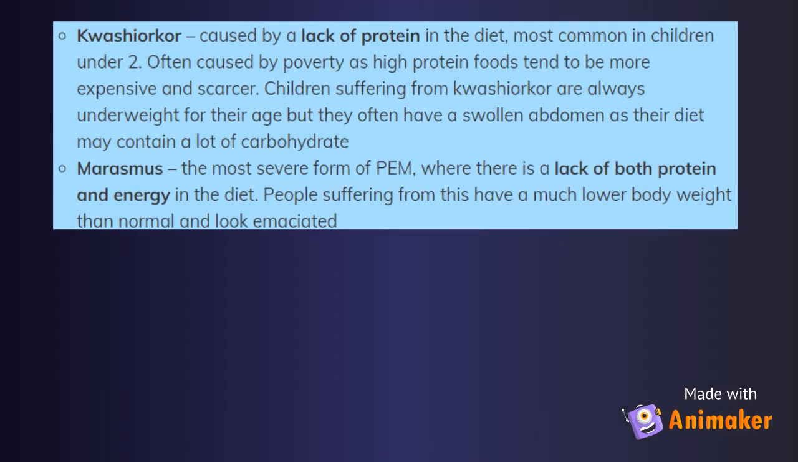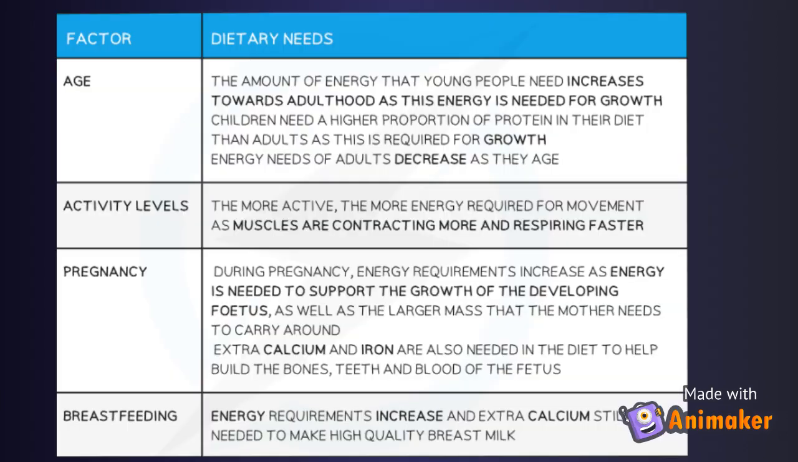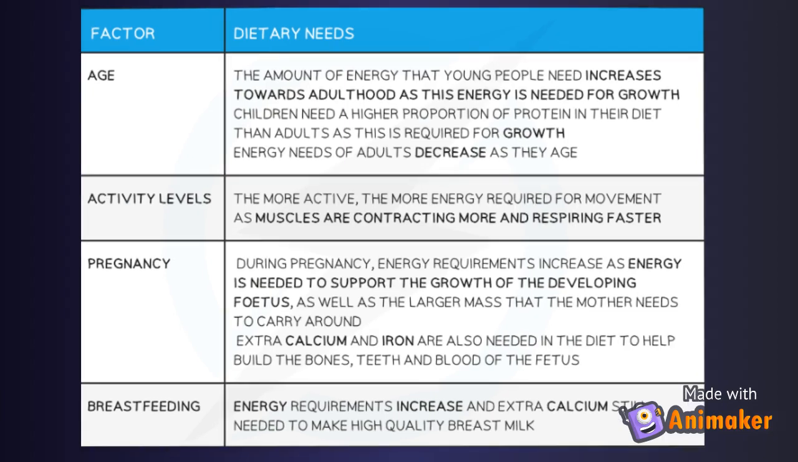Now let's look at the dietary needs of different individuals, and there are four factors. First is age, second is activity levels, third is pregnancy, and fourth is breastfeeding. Now let's look at the dietary needs for each factor. So age is the first factor, and the amount of energy which young people require increases towards their adulthood, because this energy will be needed for their growth and repair.